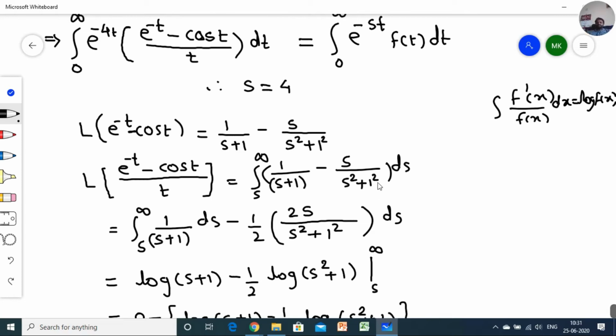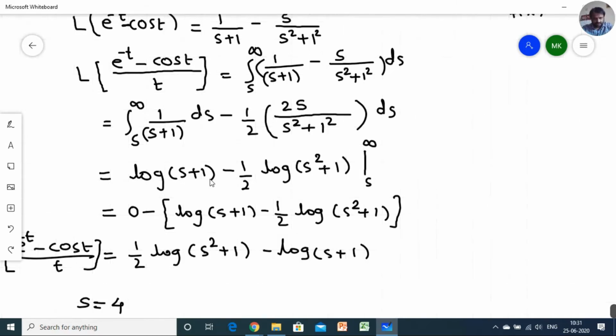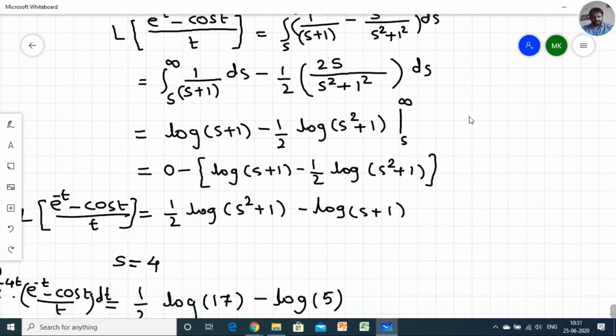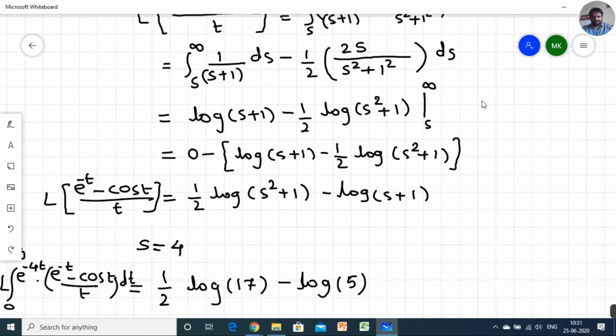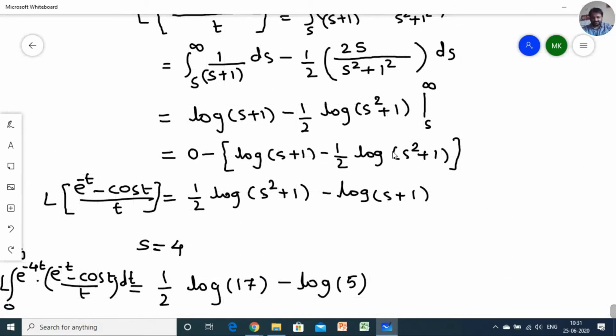According to that concept we got the integration of that function, and the result is log of s plus 1 minus half into log of s square plus 1, with the limits kept as it is, s to infinity. Substituting the upper limit will give 0, and the lower limit is kept as it is but with a negative sign, so negative becomes positive and positive becomes negative. At the last we just have to substitute s equal to 4.